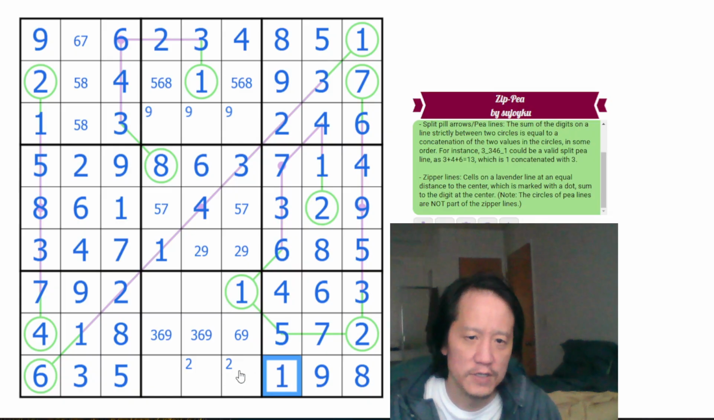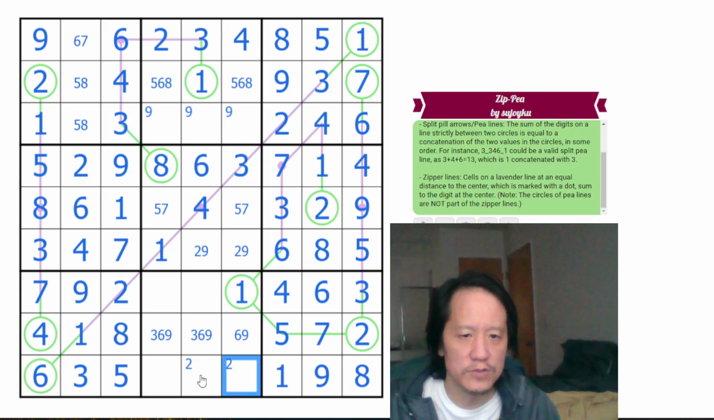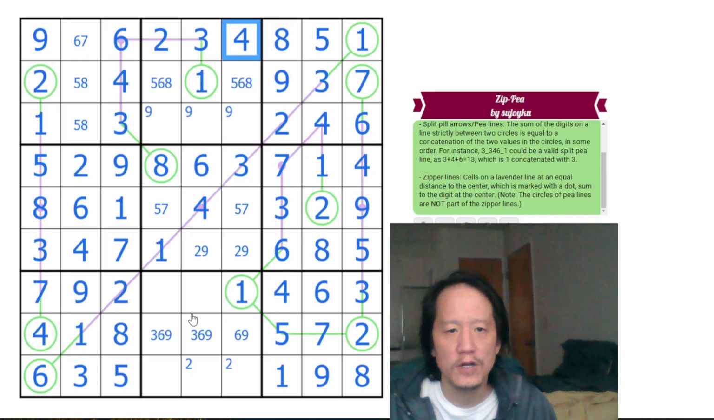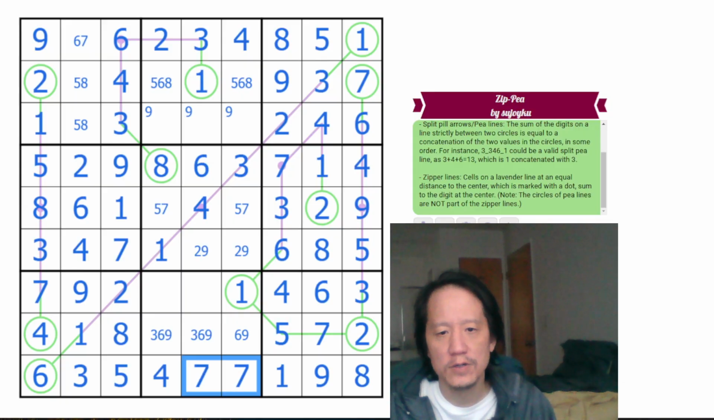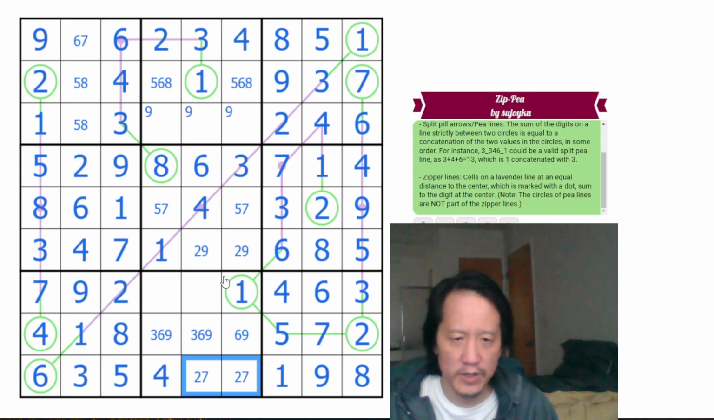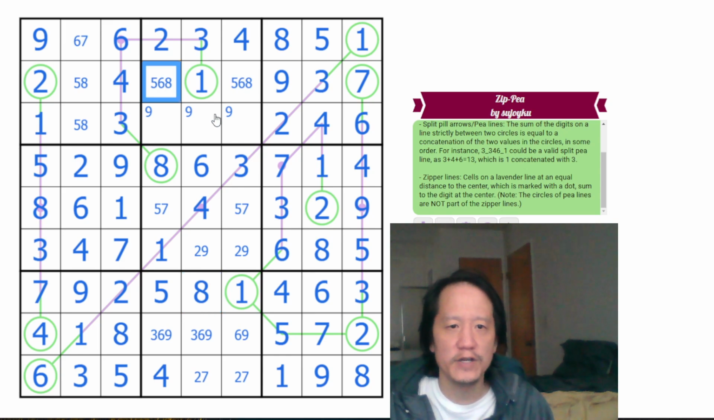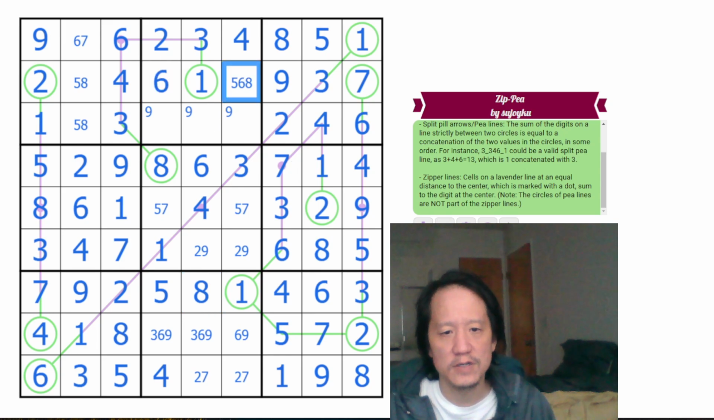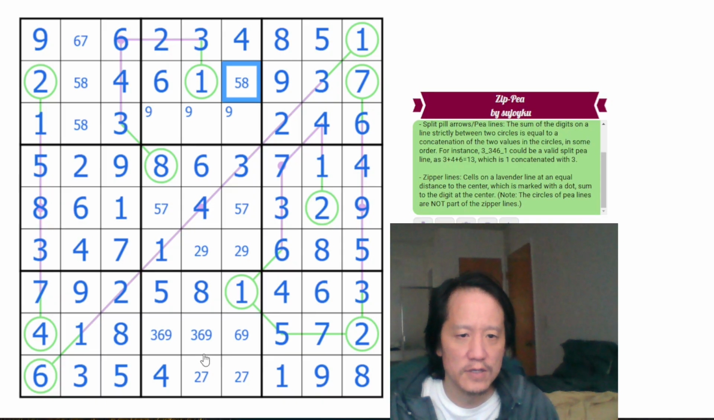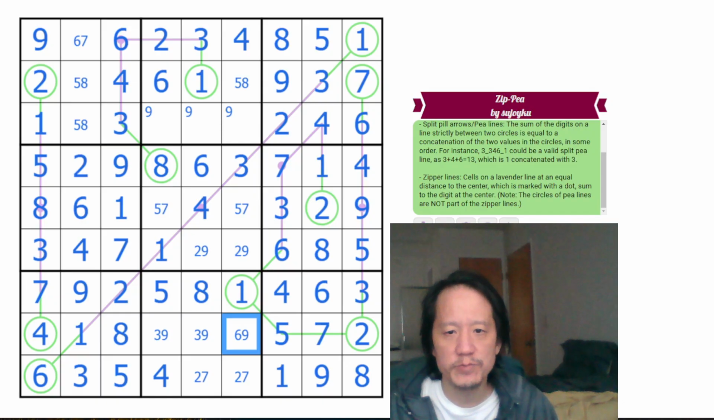This is 1. 2 is one of these two, so it's 2, 4, and 7. 4 cannot be here or here, so therefore, because of these 4s, this must be 4. This becomes a 2, 7 pair. This is a 5, 8 pair. This can't be 8, so this is 5. This is 8. This can't be 5 or 8, so this is 6. This can't be 6. This can't be 6. This can't be 3. This can't be 6, so this must be a 6 here.